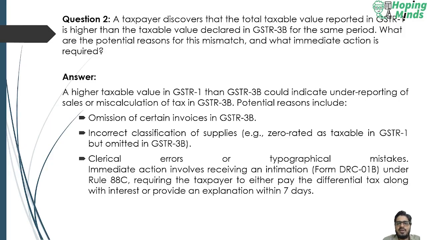Immediate action involves receiving an intimation in form DRC 01B under Rule 88C, requiring the taxpayer to either pay the differential tax amount along with interest or provide an explanation within 7 days. So any such mismatch, if discovered by the taxpayer himself, he must voluntarily discharge the shortfall of liability as disclosed in the previous return along with interest.